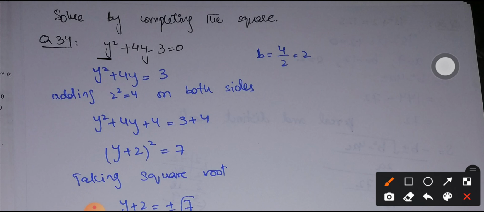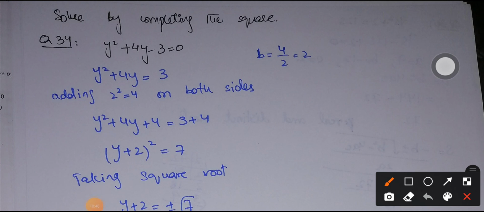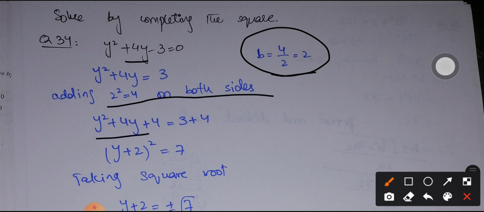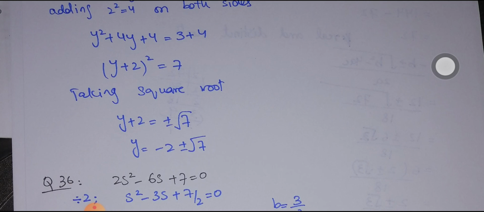For the second step we will find the value of b. This b is from a plus b whole square. This one is b. So to get the value of b we have to divide the coefficient of the linear power of the variable by 2. So the coefficient of y is 4, so we will divide 4 by 2 and we will get 2. That is, b is equal to 2, or the second square term is 2. So I will add 2 square on both sides. So y square plus 4y plus 4 is equal to 3 plus 4. So this will become y plus 2 whole square, and this will be 7. Taking a square root on both sides, we will get y is equal to minus 2 plus minus square root of 7.